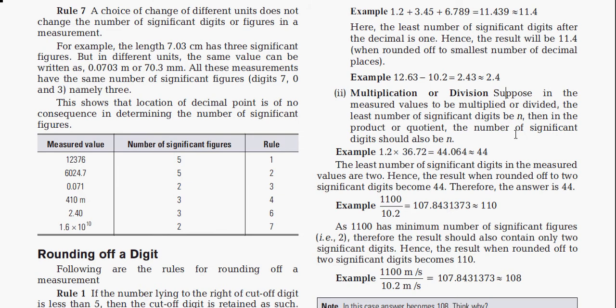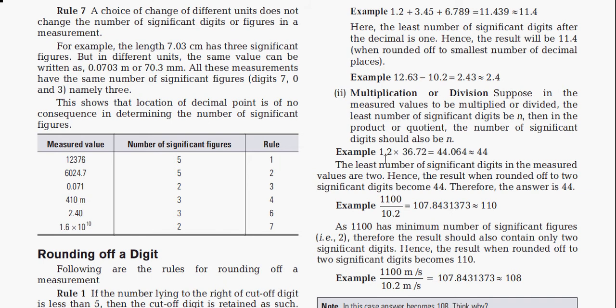Let's talk about multiplication or division. Suppose in the values to be multiplied or divided, the least number of significant digits is n, then in the product or quotient, the number of significant digits should be n only. I repeat, if in the measured values to be multiplied or divided, the least number of significant digits is n, then in the product or quotient, the number of significant digits should be n.